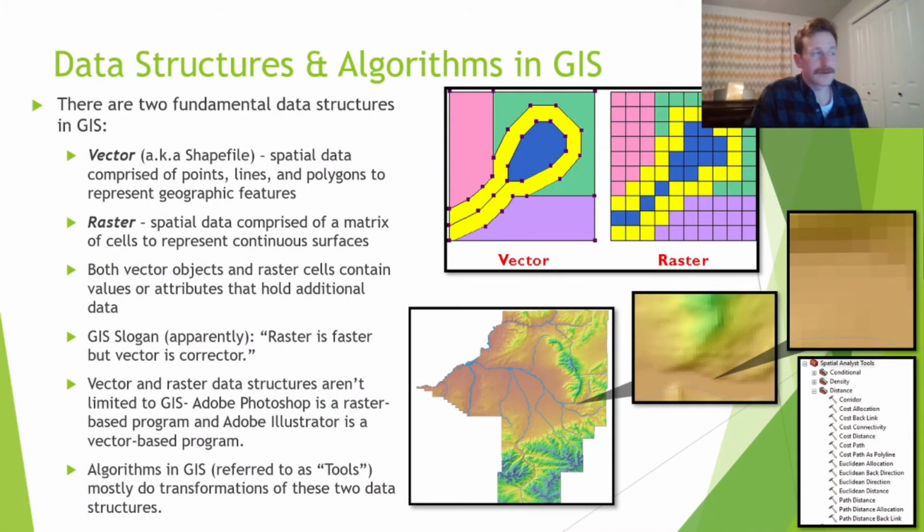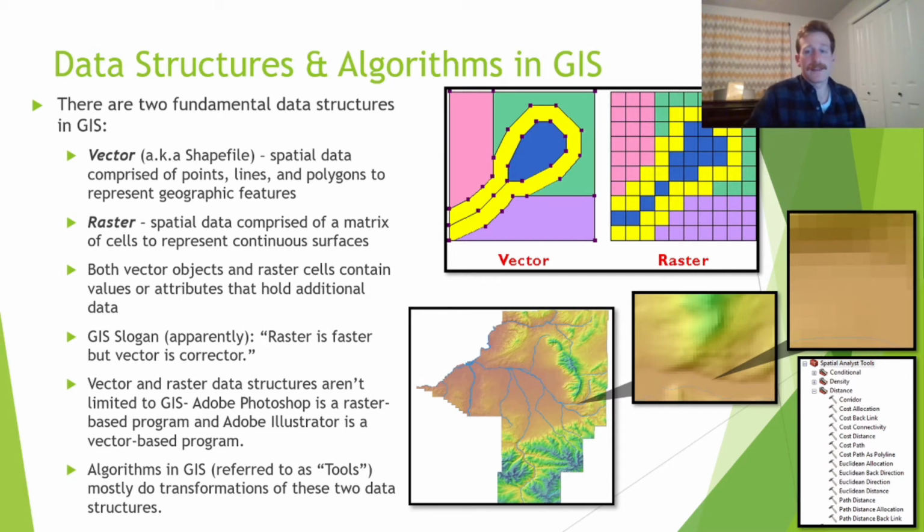Before we talk about the algorithms, we've of course got to talk about the data structures in GIS. There are really only two, and they're not too complicated to understand. They're called vector and raster. You might have heard of them even in contexts outside of GIS. Simply put, vector is points, lines, and polygons. They represent features on planet Earth, something you can point to and say, that is a river or that is a fire hydrant. Whereas a raster is a matrix of cells, and that would represent a continuous surface.